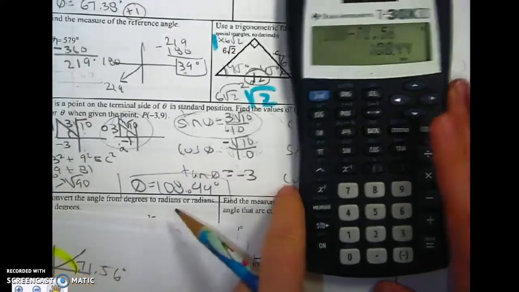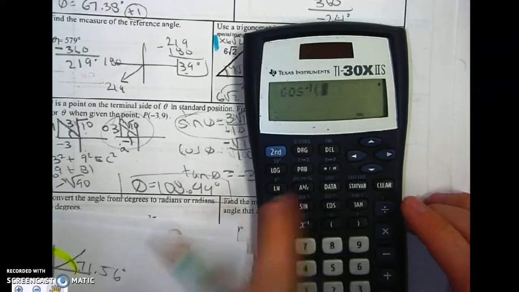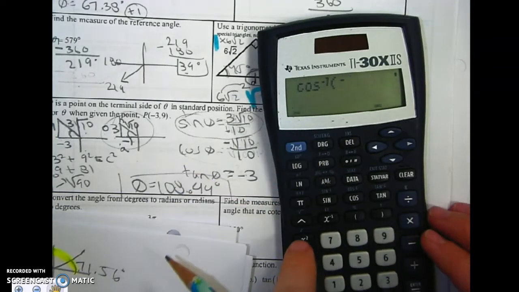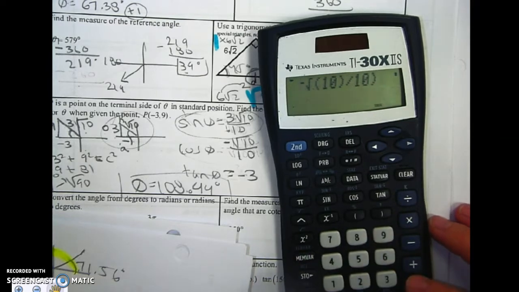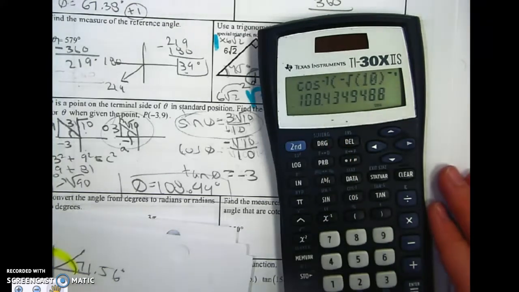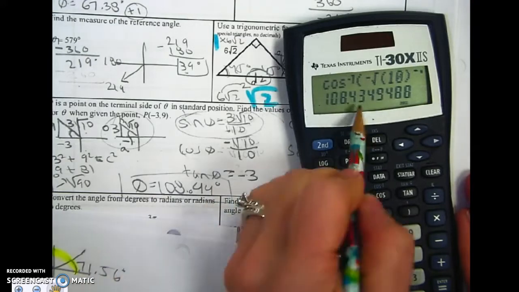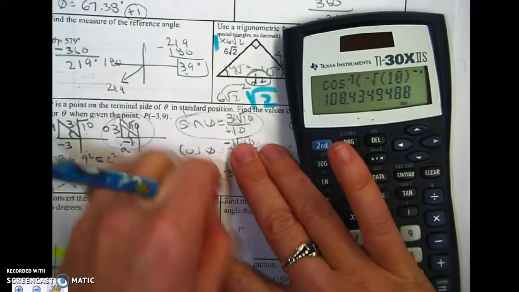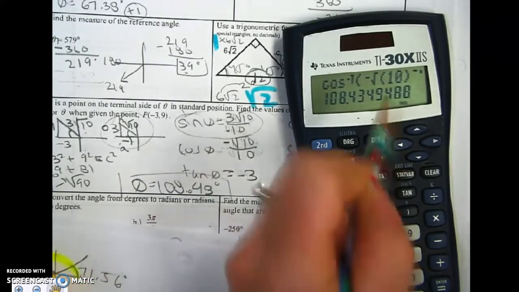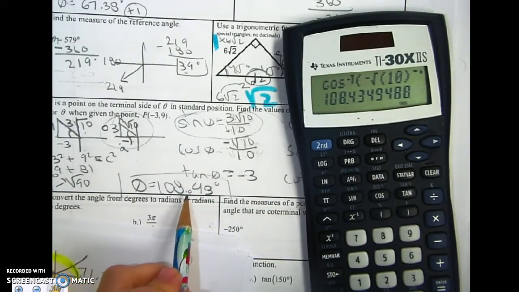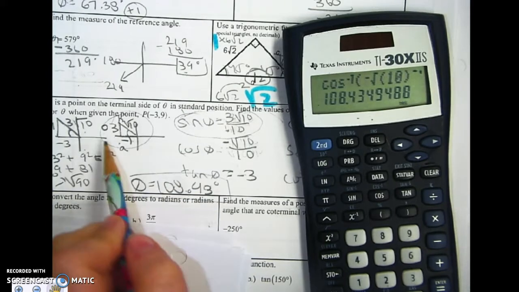I want to show you if I did inverse cosine. So if I did inverse cosine of negative rad 10 divided by 10, I get 108.43. Oh, actually, I think I might have rounded somewhere that I didn't round. I think I forgot to round. Okay, I think that was supposed to be 57. So look, it gave me the answer, so I got lucky.